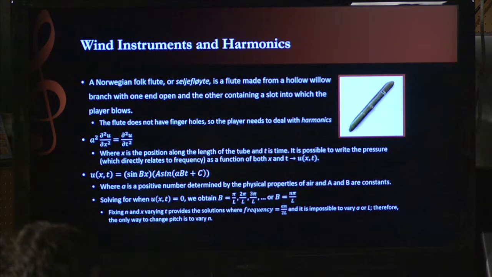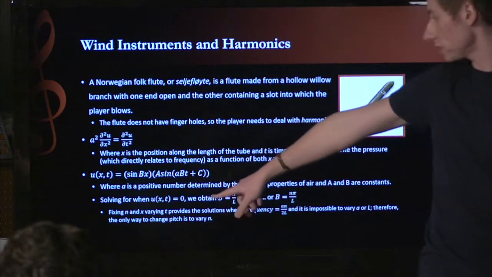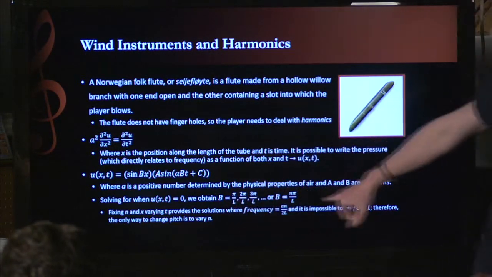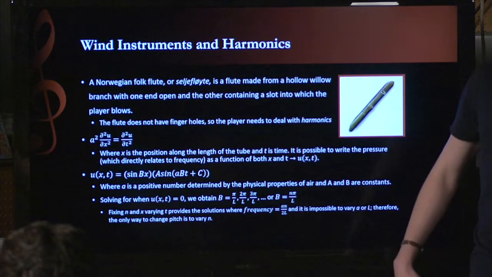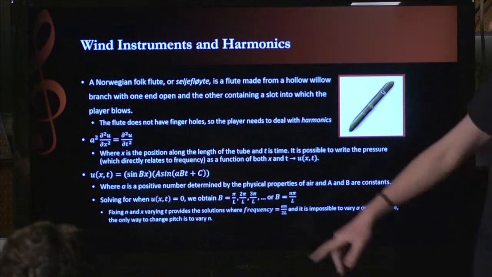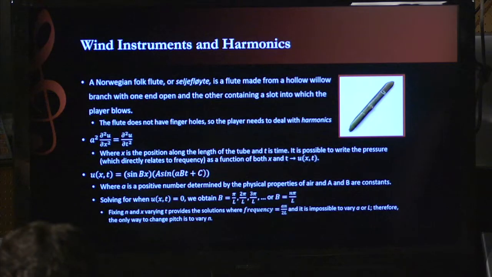And the way the player differentiates between tones is using harmonics, and they vary the pressure that they push into the flute itself. And solving for when u of x,t equals 0, you attain these values where n is a certain constant depending on the amount of pressure you put into the flute, and they can be directly related to the frequency of the output of the flute itself, which directly correlates to the pitch of the flute itself. So the higher the frequency, the higher the pitch, the lower the frequency, the lower the pitch produced based on the pressure.